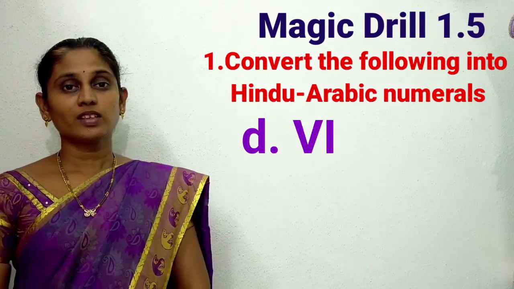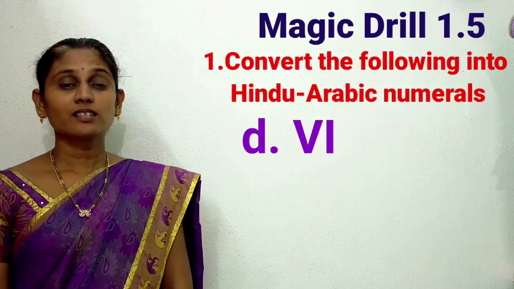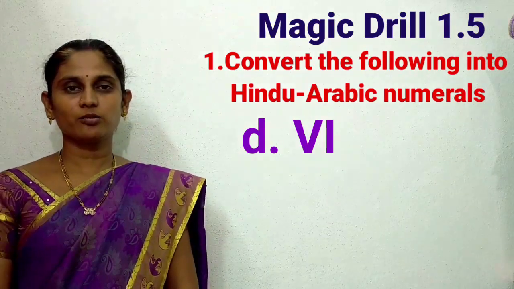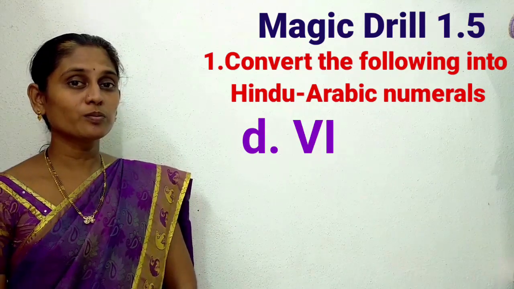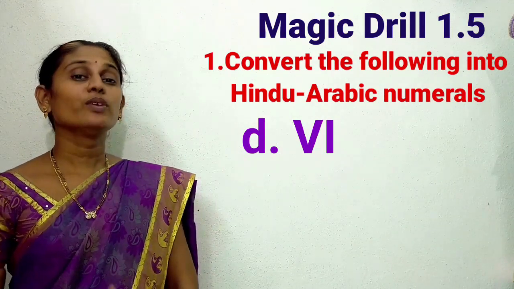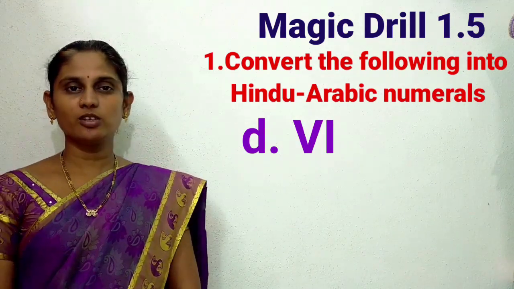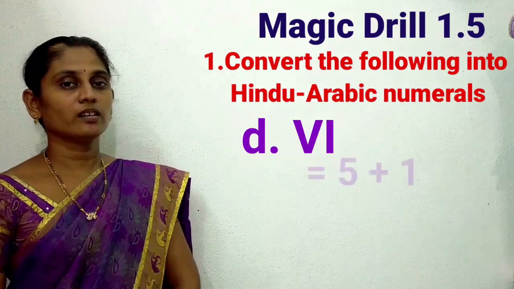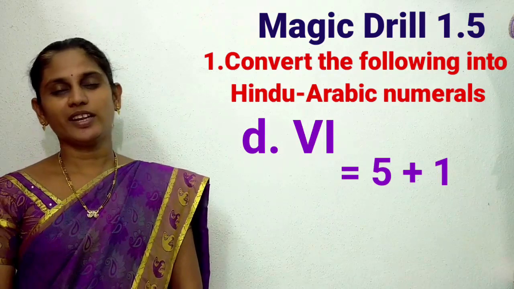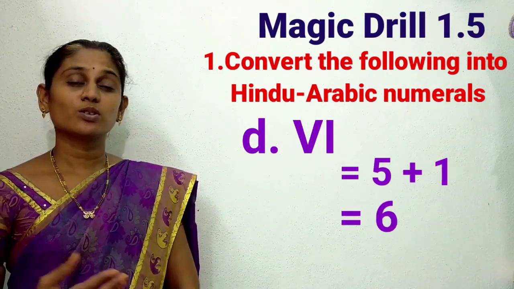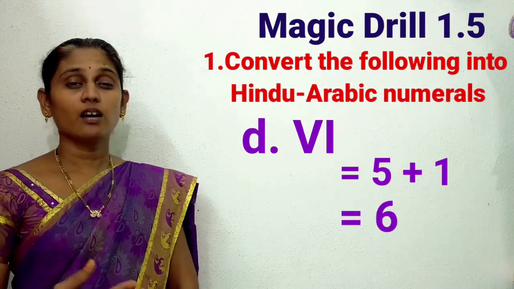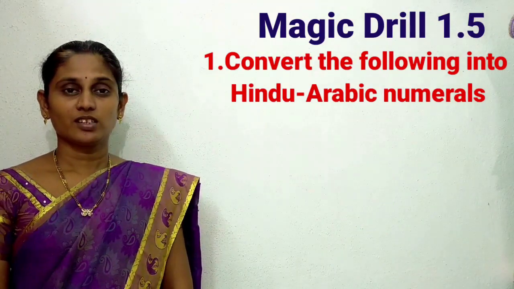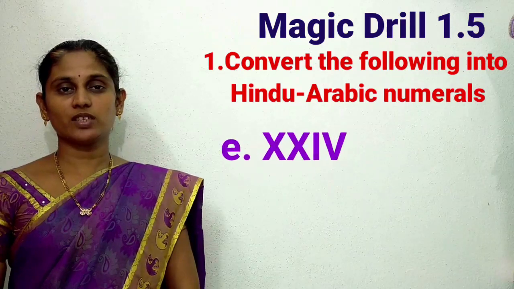Very good. Now, look at the next one. VI. Here, the smaller numeral is right to the greater numeral. Then, what do I need to do? Very good. We have to add the values. V for 5. I for 1. 5 plus 1. Very good. 6. So, the Hindu-Arabic numeral of VI is 6.